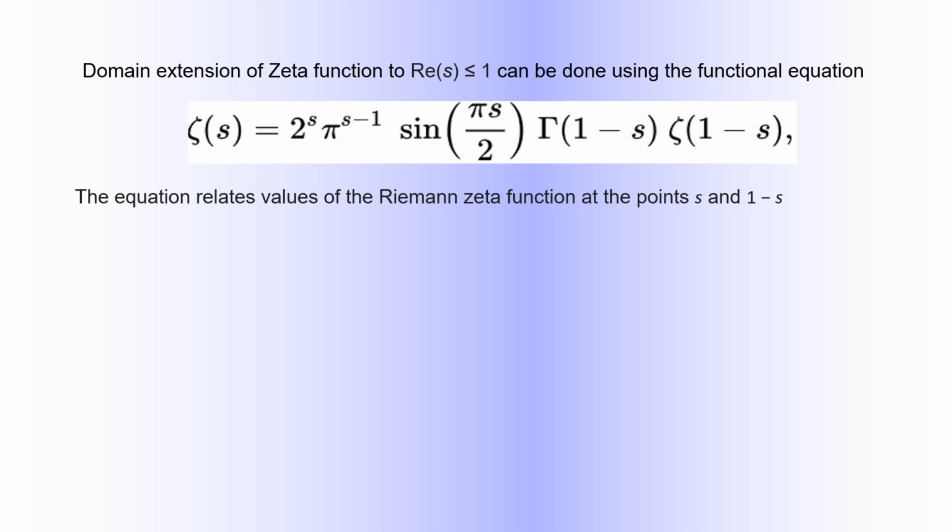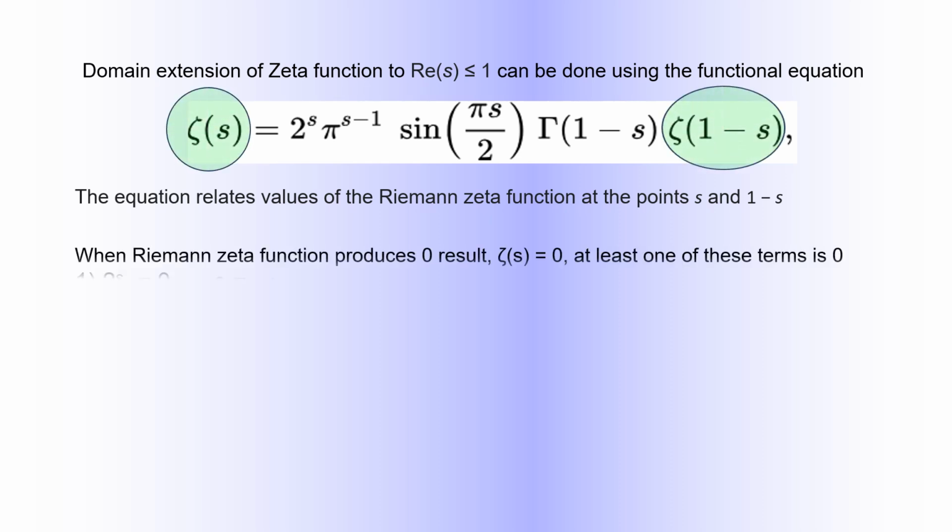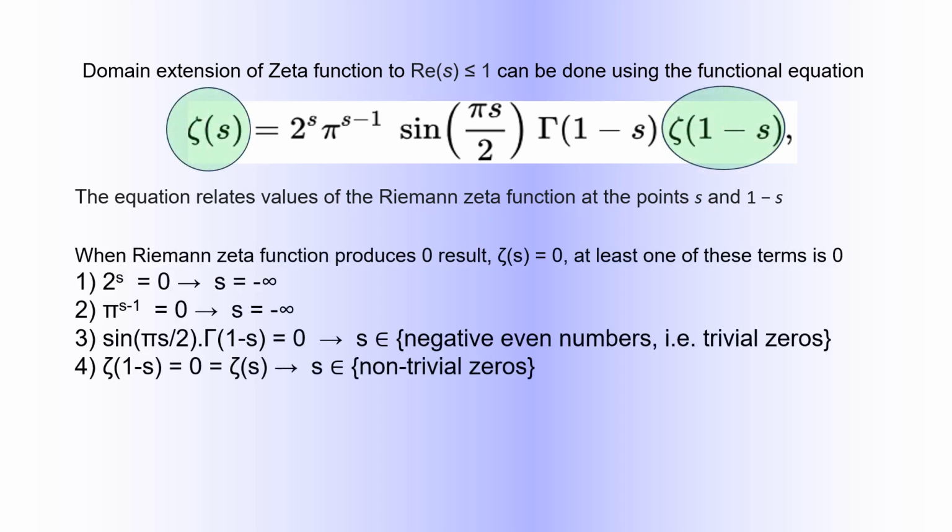functional equation. The equation relates values of the Riemann zeta function at the points s and 1 minus s. When the Riemann zeta function produces a zero result, at least one of these terms is 0. 1, 2 to the power of s equals 0, hence s equals negative infinity. 2, pi to the power of s minus 1 equals 0, hence s equals negative infinity.